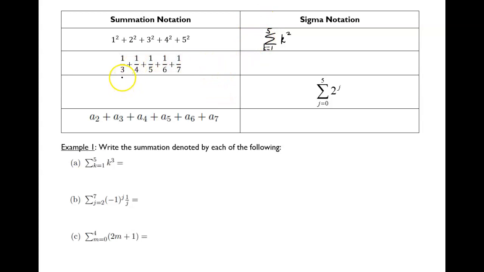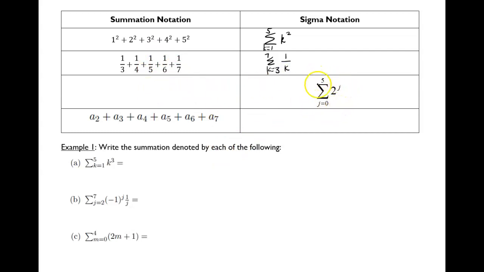Here I see my integers changing: 3, 4, 5, 6, 7. Those are all in the denominator. My 1s are staying the same. So it appears that I start at 3 and I stop at 7 and I'm plugging into 1 over k. I'm just looking at how those individual terms change.